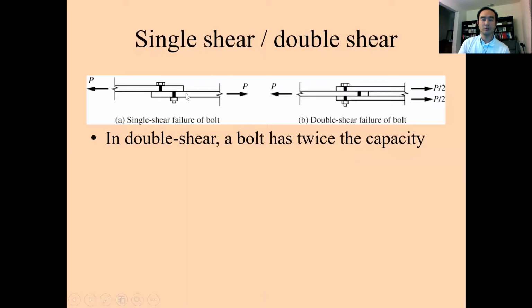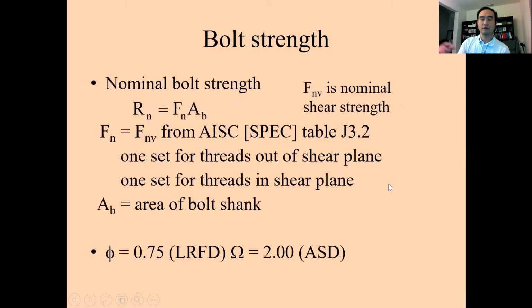Depending on the arrangement, we can think about single shear or double shear, depending on how many shear planes we can recognize. And we already talked about it in the strength of materials, right? In the double shear case, we can have twice the capacity for the bolt. So this is how we can calculate the strength of the bolt.